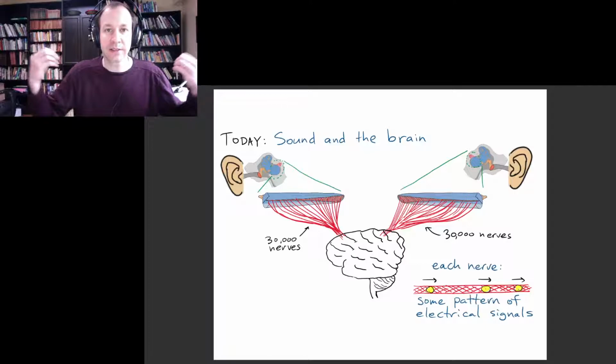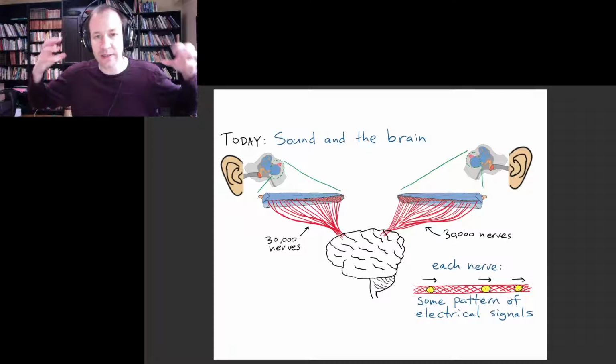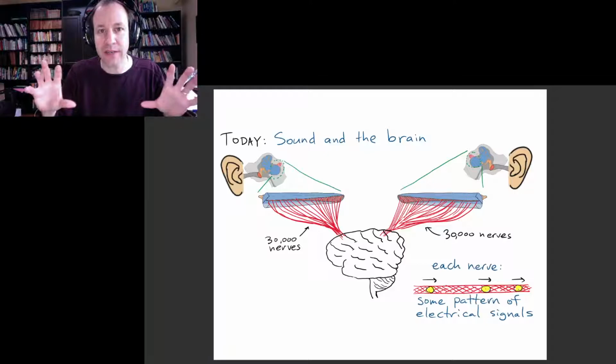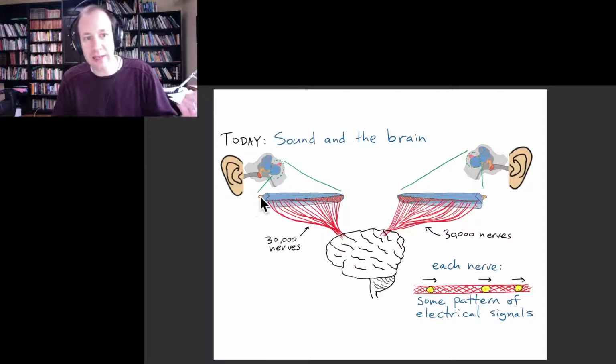If you remember, the basic mechanism of hearing involves sound waves coming to our ears. The eardrum vibrates in response to the pressure variations in the sound waves. So the motion of the eardrum is basically the same as the displacement versus time of the air molecules in the sound wave. That motion of the eardrum is transferred to vibrations of these bones, and then to waves that travel through the fluid of the cochlea, and also waves on this basilar membrane.